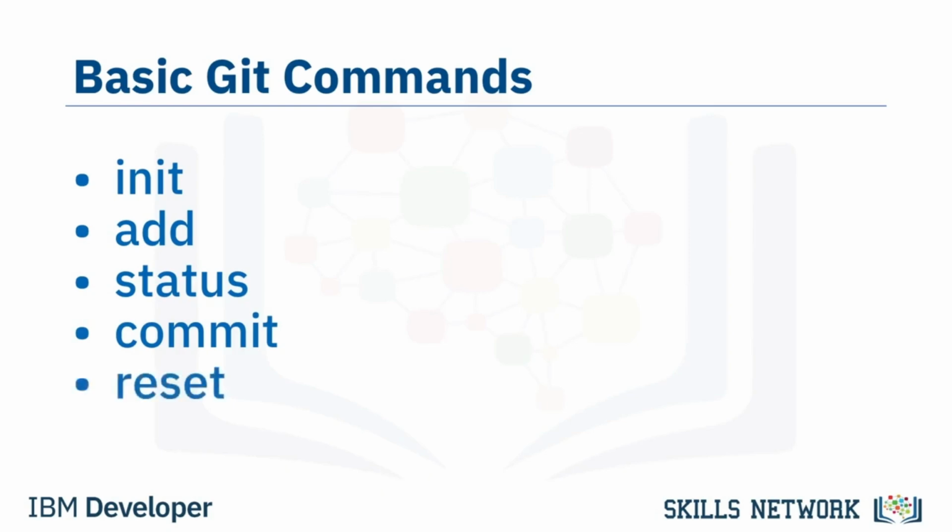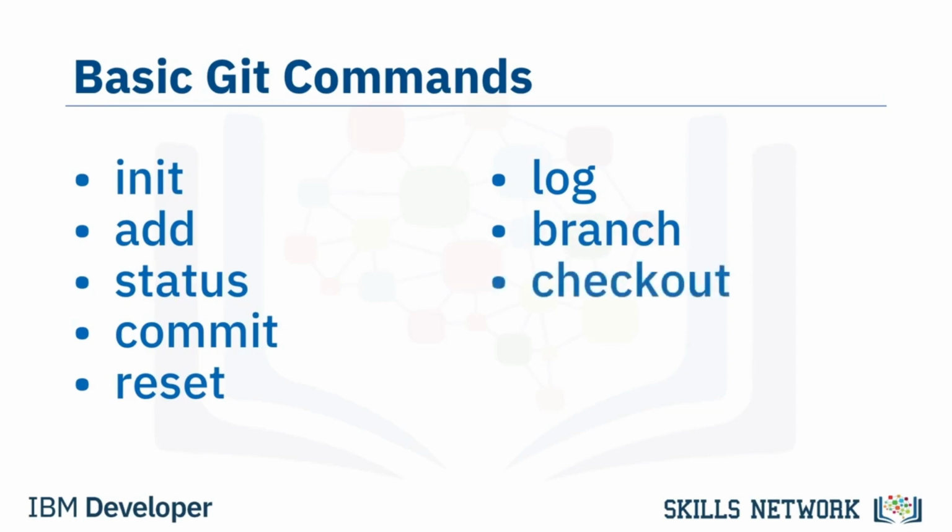Git reset undoes changes that you've made to the files in your working directory. Git log enables you to browse previous changes to a project. Git branch lets you create an isolated environment within your repository to make changes. Git checkout lets you see and change existing branches. Git merge lets you put everything back together again.